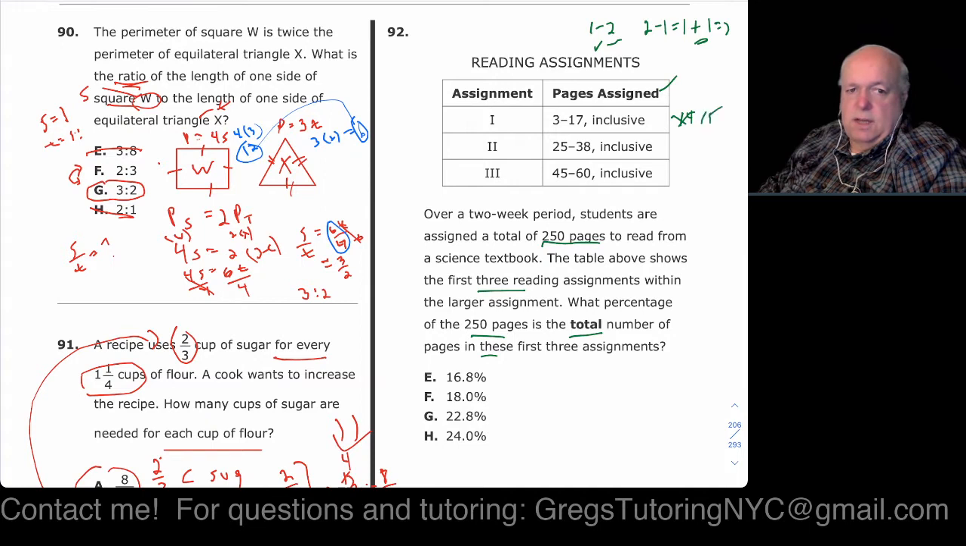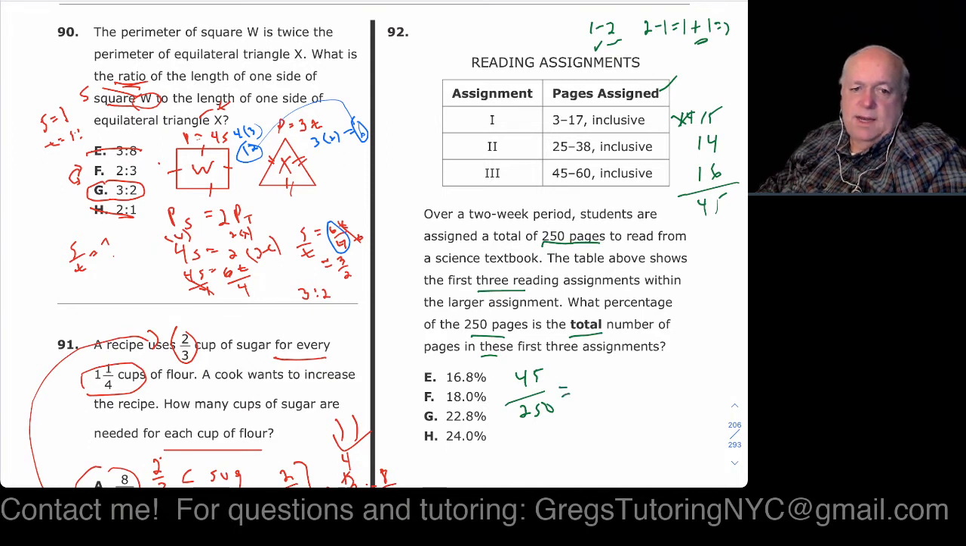Same for here. This is 38 minus 25. That gives us 13, which means we have to add that 1 to get 14. And then this is 15, but we add the 1 and we get 16. If we add these up, we get 30, 45. Okay, that should be our total. So basically all they're asking us is, what is 45 out of 250?